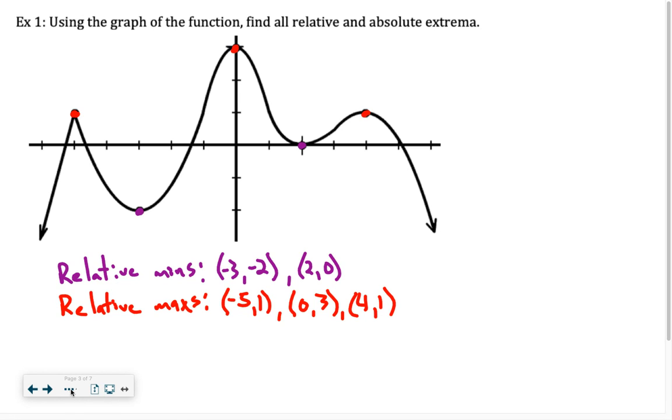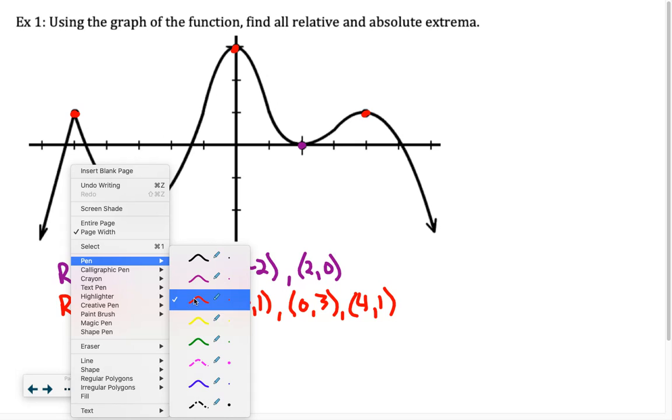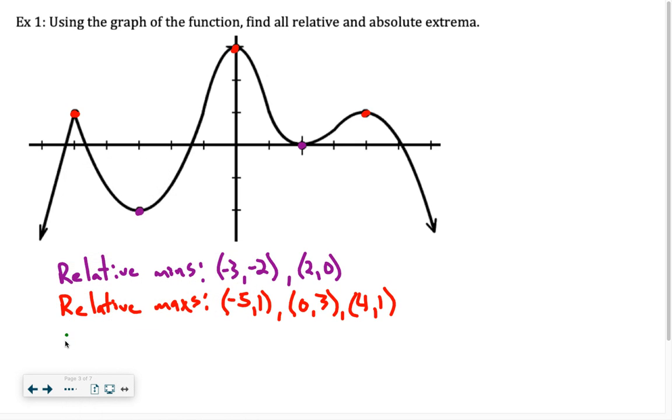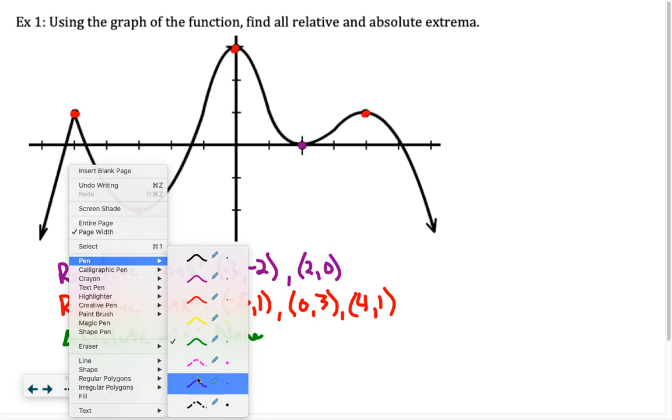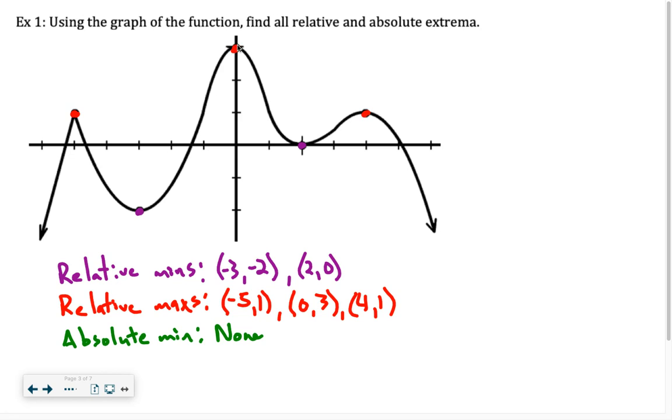Okay, so now let's talk about absolute mins and maxes. Absolute min is the smallest value that the graph reaches. But now I see on both ends here, my function is going to go to negative infinity. That means that there is no absolute min, since my graph continues on forever down in the negative direction. We would, however, have an absolute max. Okay, the absolute max would occur here.